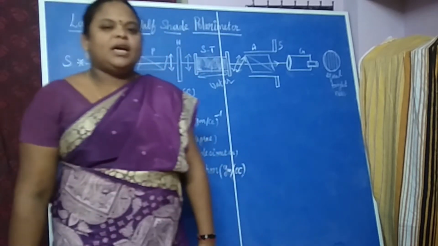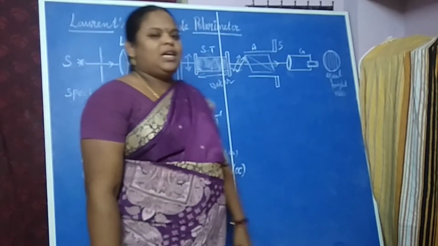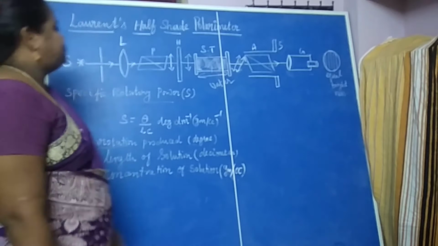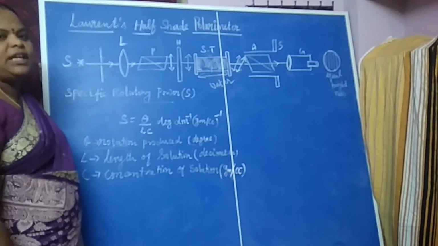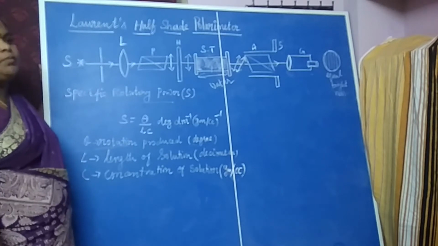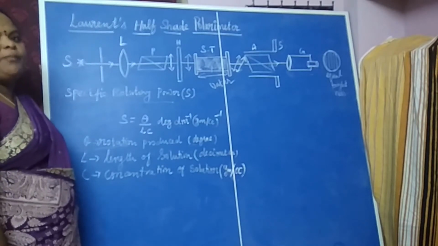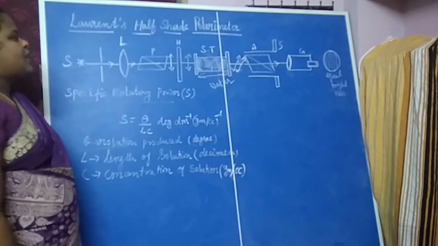In this video, I am going to teach about the Laurent half-shade polarimeter. The polarimeter is a device used to find out the optical rotation produced by certain optically active substances.